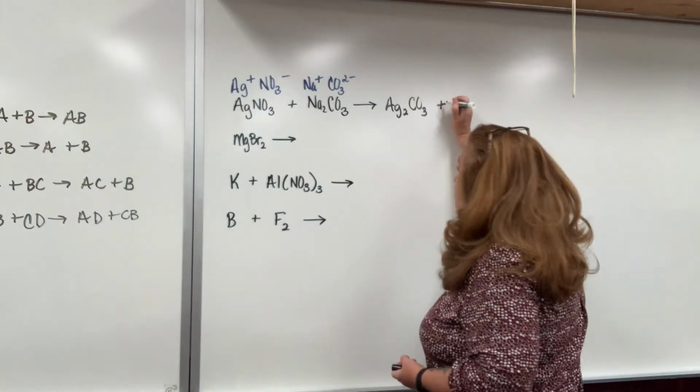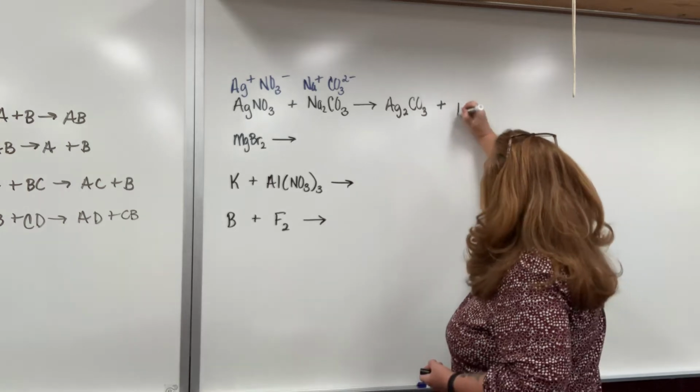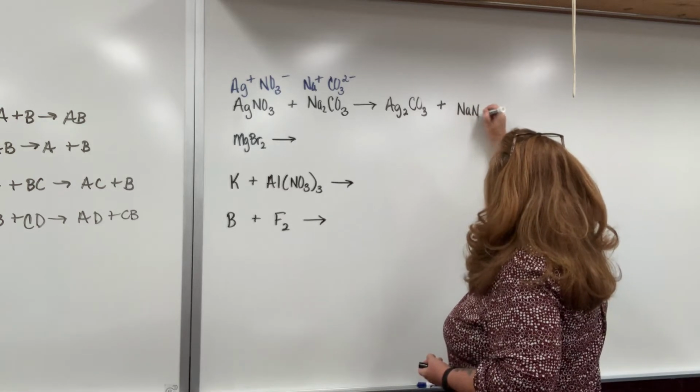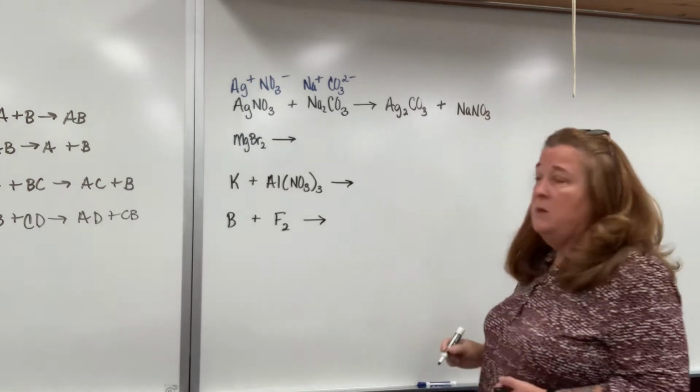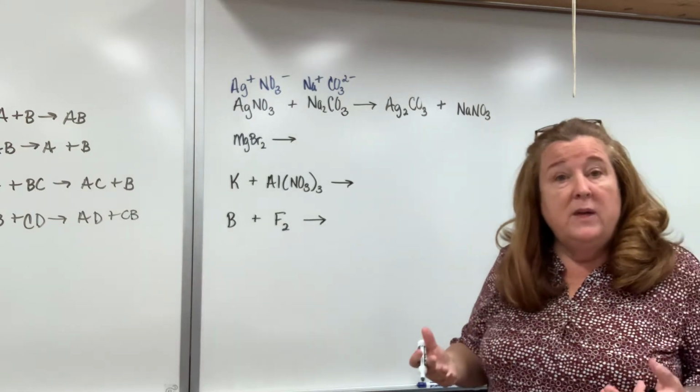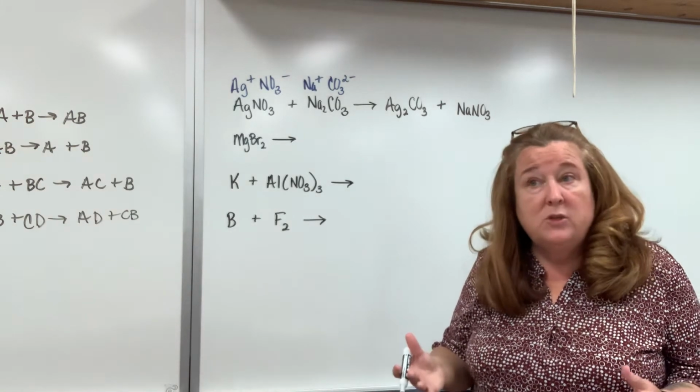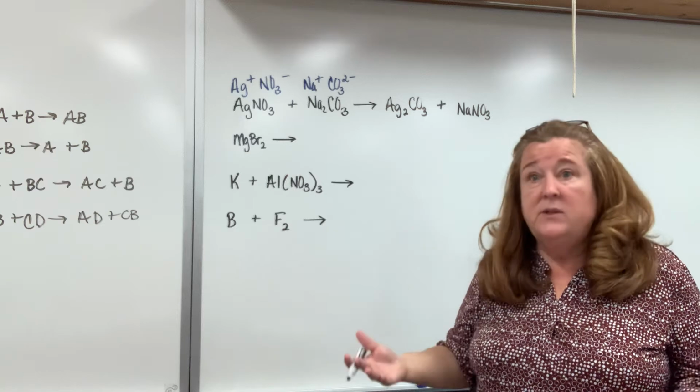Then you put the other 2 ions together. So sodium is a +1, nitrate is a -1, and that is the correct formula for sodium nitrate. When you get to this point, you're not done. You have to make sure that everything is balanced because of the conservation of matter.